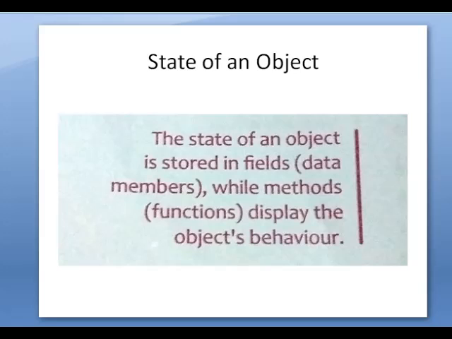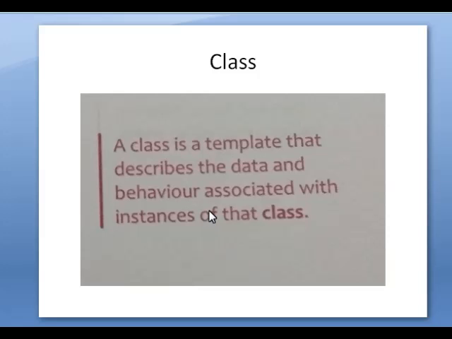Now, we are going to see what is called a class. A class is a template that describes the data and behavior associated with the instance of that class. So whatever objects are inside the class, it will describe the data and behavior associated with them.